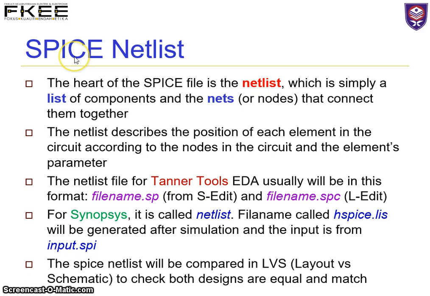Okay, we continue with the SPICE netlist, which is the heart of any SPICE file, which contains a list of components and the nets or nodes that connect them together. It describes the position of each element in the circuit according to the nodes in the circuit and the element's parameter. In the Tanner tools, the netlist is in the form of file name, whatever name that you give, .sp, that is from the schematic, and for the layout it will be a file name .spc.